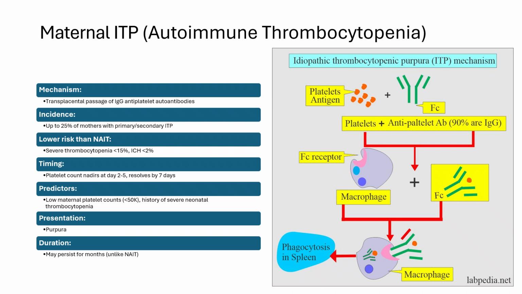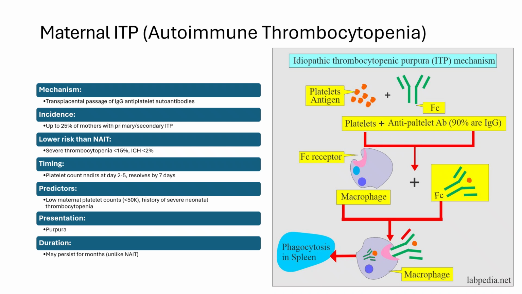This relatively high transmission rate reflects the fact that maternal and fetal platelets share identical antigens, making all fetuses potentially susceptible rather than only those inheriting specific paternal antigens. Maternal ITP carries significantly lower risk than NAIT.